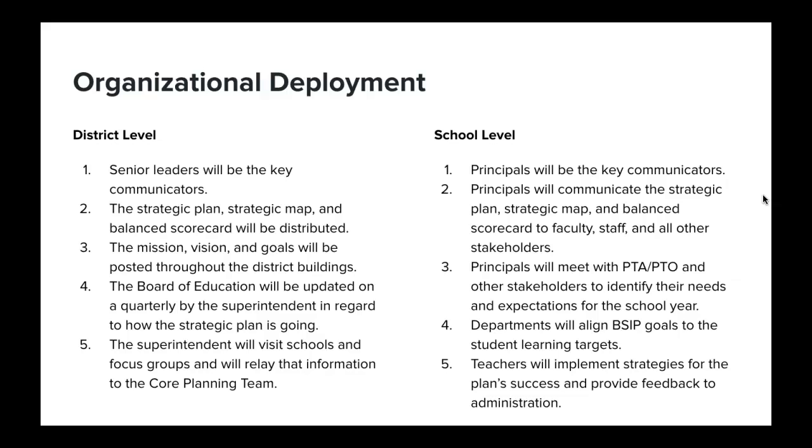So whenever we're looking at the school district as an organizational deployment, we have district level and school level. For district, senior leaders are going to be the key communicators, might be the superintendent and school board. Then the strategic plan, map, and balanced scorecard will be distributed. We're going to talk about the balanced scorecard in a little bit. And then you have the mission, vision, and goals being posted throughout the district buildings to keep that communicated.